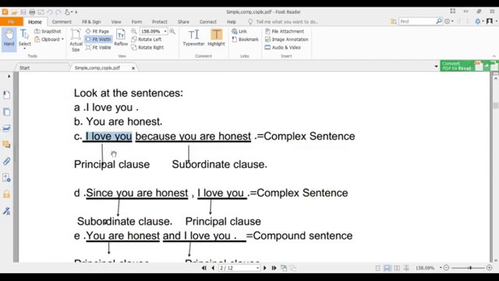When a sentence contains a principal clause or main clause and one or more subordinate clauses, it is called a complex sentence.